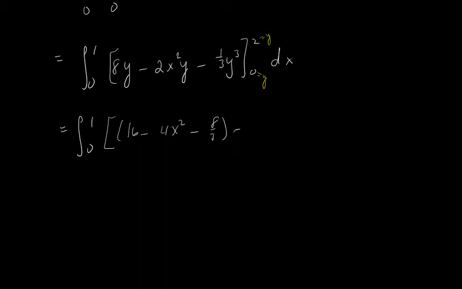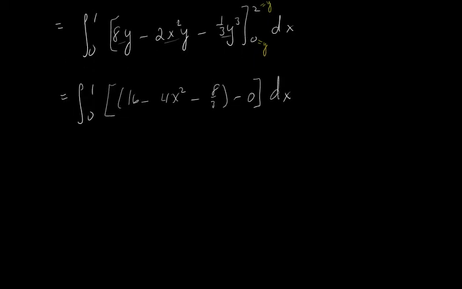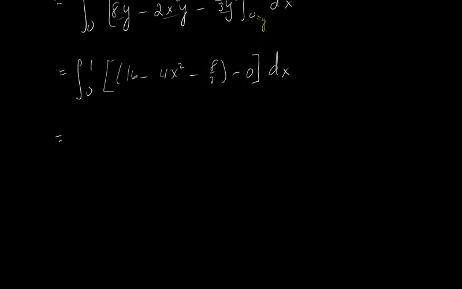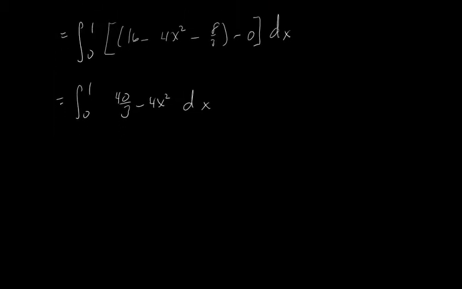Minus, now I put in a 0 for every y. This goes to 0, this goes to 0, this goes to 0. So we're just subtracting 0. Okay, and our result gets integrated with respect to x. So that's the integral from 0 to 1 of 16 minus 8/3. So 16 times 3 is 48, minus 8 is 40/3, minus 4x squared, and we integrate that with respect to x.